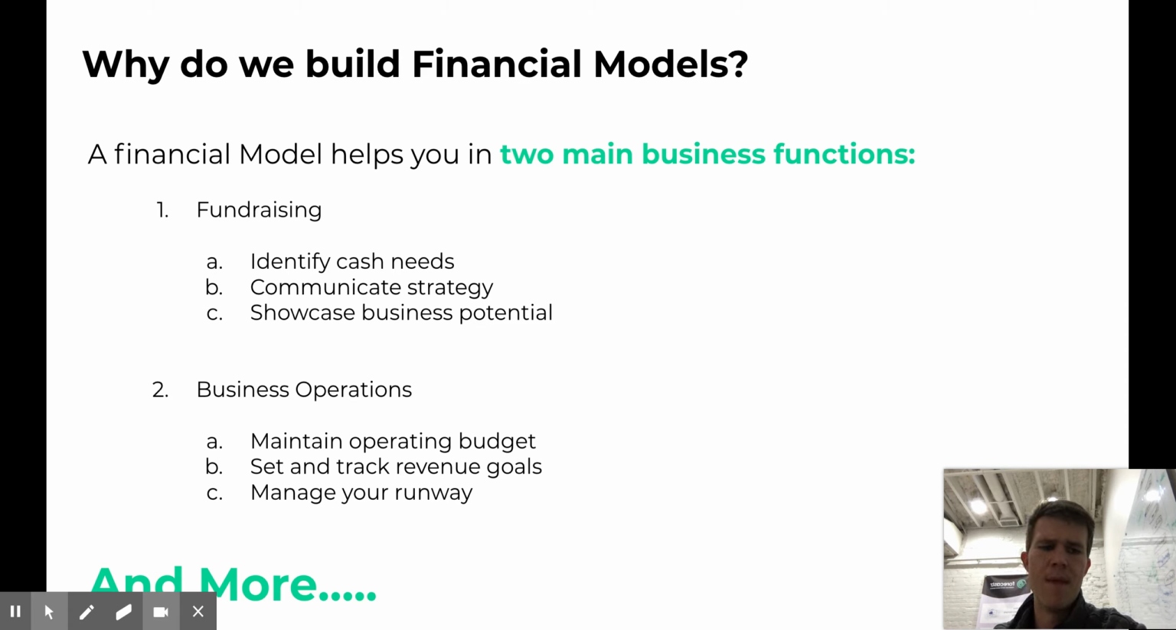So this is maintaining your operating budget. Some companies have budgets that need to be approved by their board on a quarterly basis, but regardless, it's important to budget to make sure that you have a good handle on your expenses. It's important to set and track revenue goals and create KPIs that really back up those revenue goals, and to create a cadence of reviewing those on a monthly basis, or sometimes even more frequently than that. And it's incredibly important to always have a good handle on your runway. When are you going to run out of cash? You should always have a good beat on how much cash you have as a business.